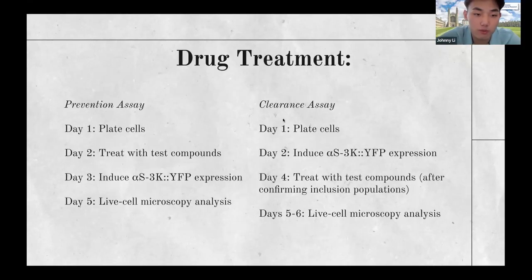Now, for the drug treatment process, we conducted two assays. In the prevention assay, cells were treated with the compounds before inducing alpha-synuclein expression. And then in the clearance assay, so in the reduction assay, compounds were applied after the expression had already been induced to essentially test their ability to reduce existing inclusions. And you can see the timelines here.